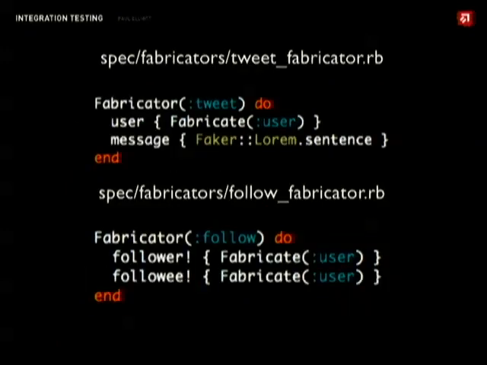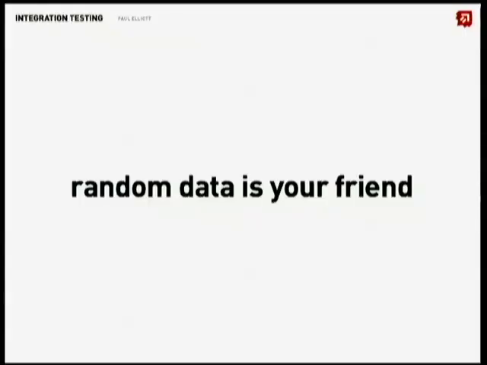So here's the rest of the fabricators. You can see they're all in separate files. There's the follow fabricator and tweet fabricator. Now the follow fabricator, you can see, has follower bang and followee bang. That's telling fabrication to generate those associations immediately and skip the whole lazy generation thing. It's really important for things like a join table, where it doesn't make any sense to have it without those dependent objects.